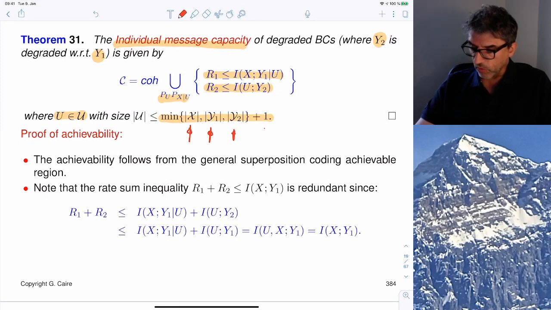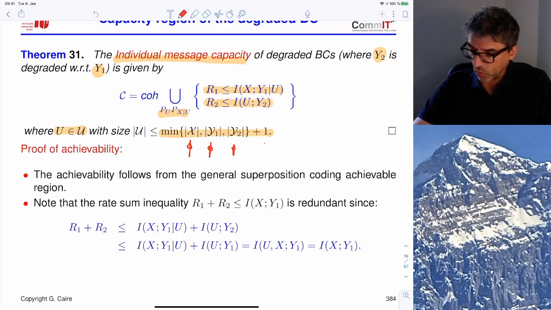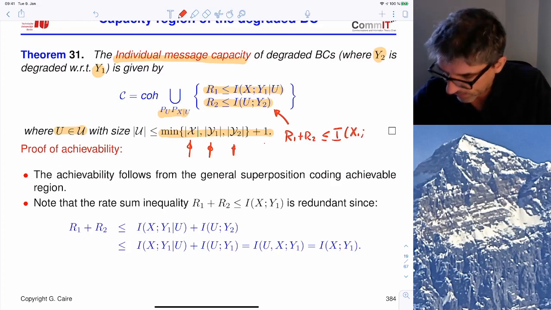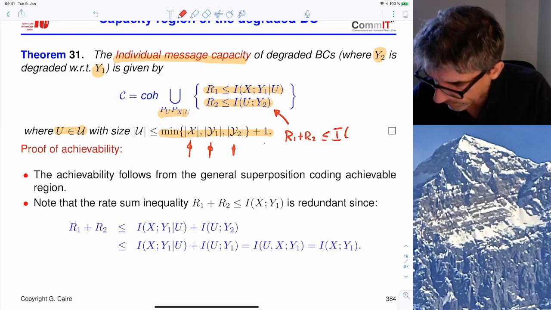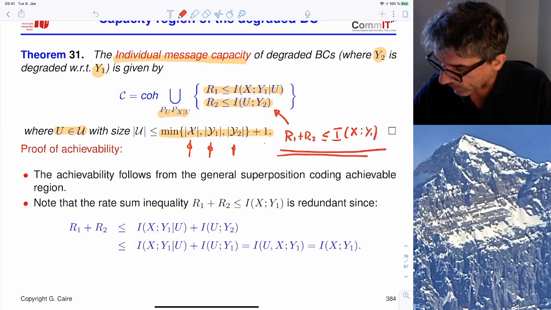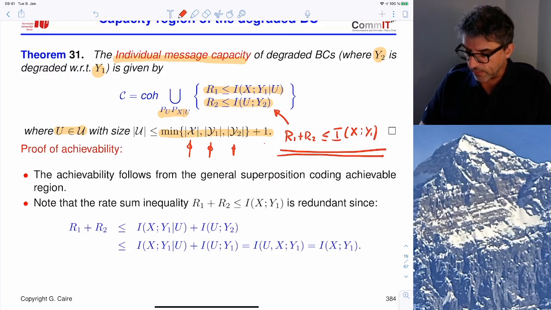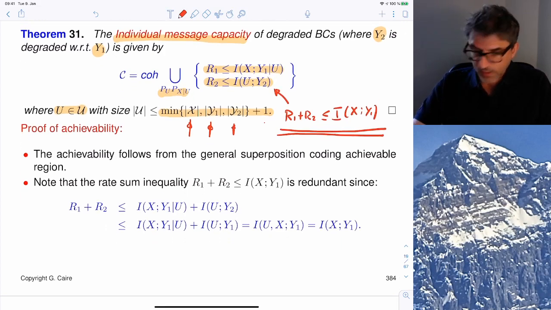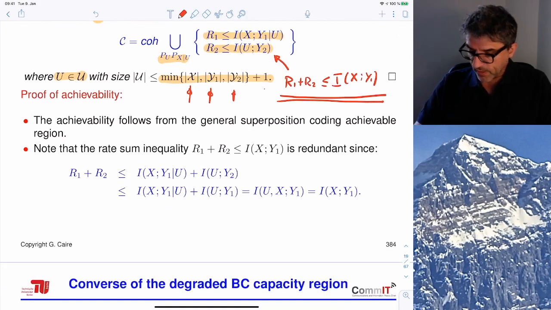The only thing that we have to work out is the fact that here there is one less inequality. Normally, we would have also the inequality like this, the one with X, Y1. But this inequality for the degraded broadcast channel turns out to be redundant. Why? Because if the two rates satisfy these two inequalities, then the sum satisfies this inequality. Right? Because R1 is less than this term, R2 is less than this term.